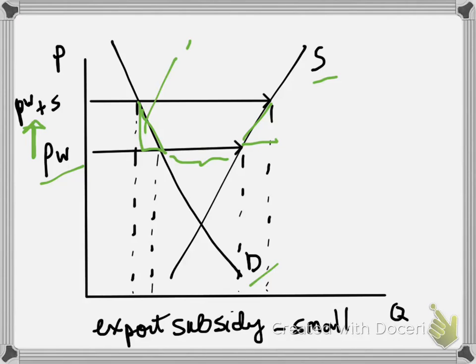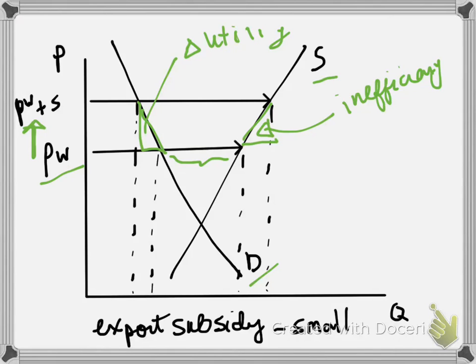The loss in consumer surplus, so that's the change in utility that comes from some consumers no longer consuming the product, and then we have the loss of producer surplus. That's the production inefficiency. Domestic producers are induced to produce the good when it costs them more to produce it than it would cost getting it from the rest of the world.